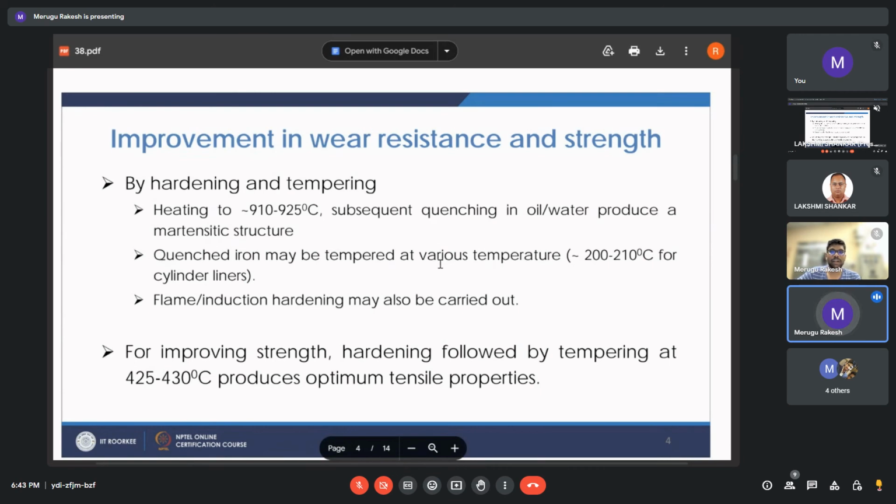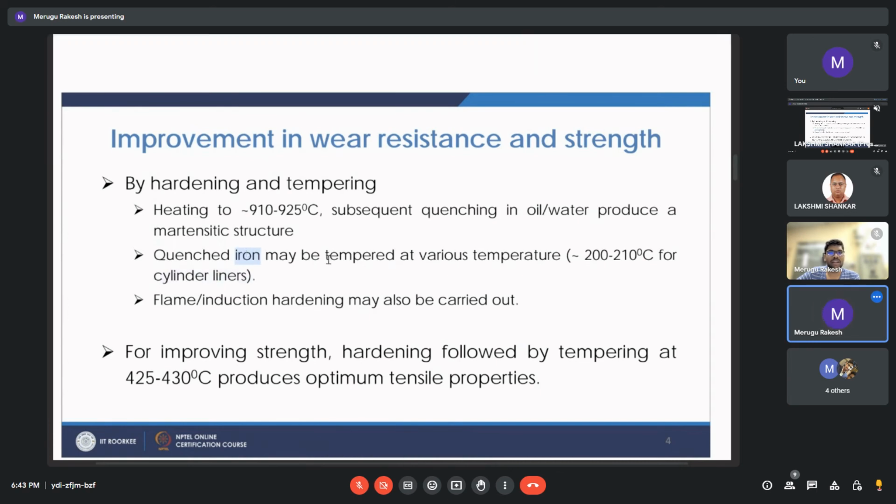So this can be any type. We can do quenching as well as tempering. So basically, it will be followed by two heat treatment processes. We can do quenching as well as tempering at various temperatures. For example, here they're giving the example of cylinder liners. Firstly, they quench the iron, then they also follow this tempering process.